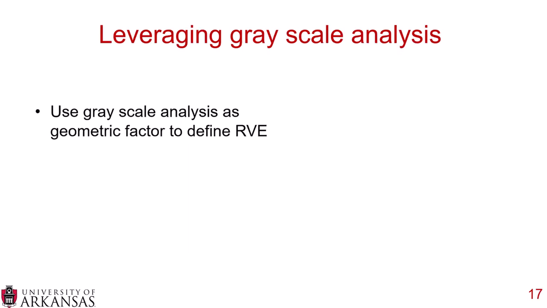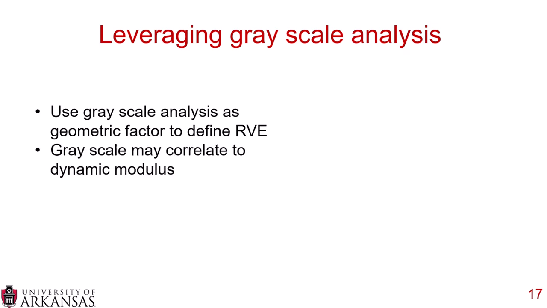So all of our discussion to date with data has simply been on looking at the test data from the dynamic modulus tests. Now let's start getting into the grayscale analysis. The point of this paper was to look at these three different geometries to see how they behave, to do this preliminary analysis, but then actually to take pictures of these samples and use a grayscale analysis as a geometric factor to define representative volume element. And what we're hoping to see is that the grayscale analysis could correlate to those dynamic modulus test results that we just talked about.